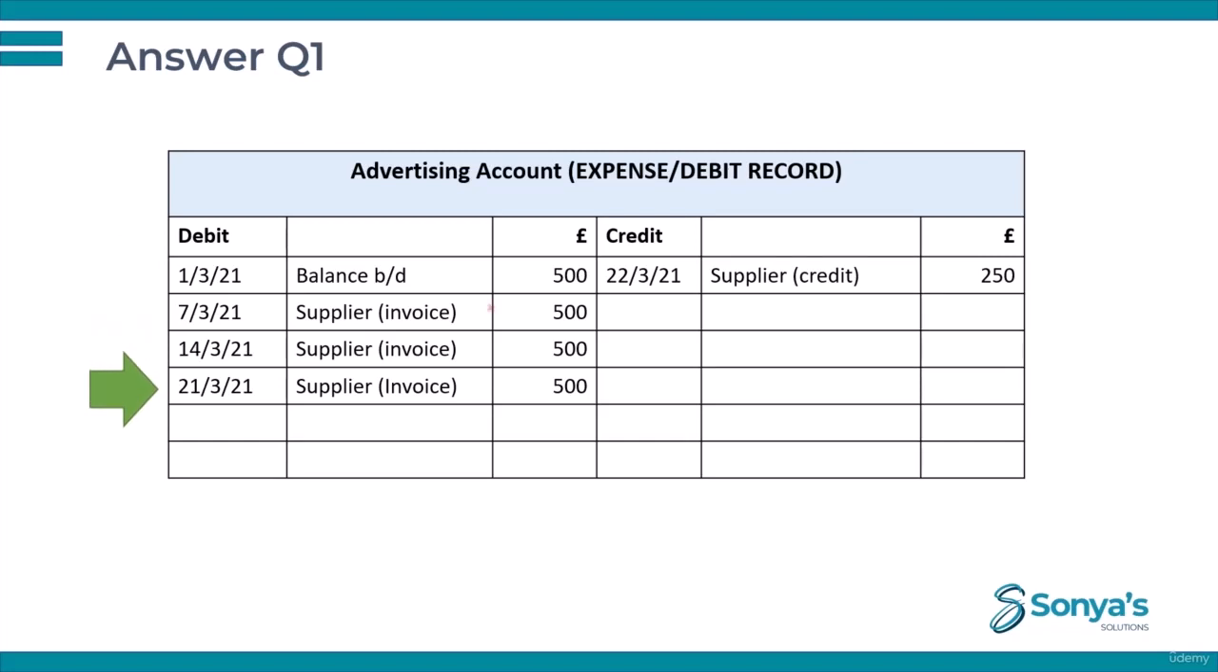During March, it has received a further 3 invoices. So far, the business has spent £2,000 on advertising. Then, it receives a credit for an error. We can already see that the account balance on this account is £1,750.